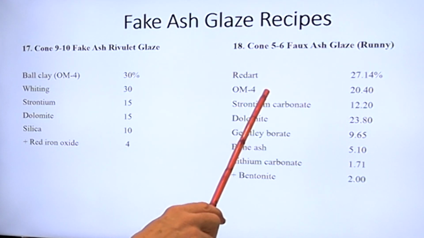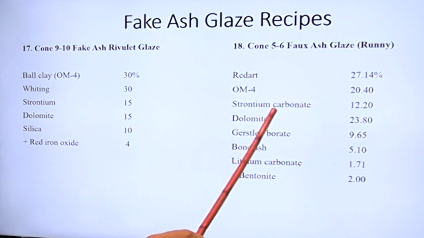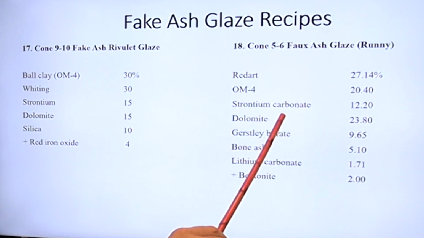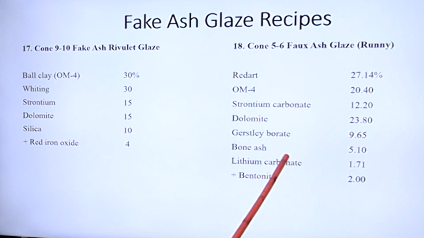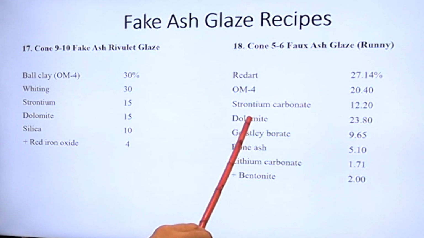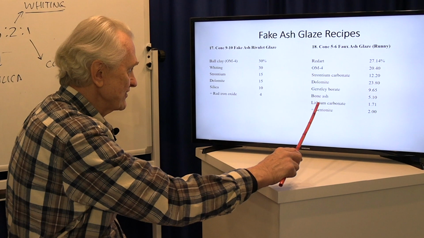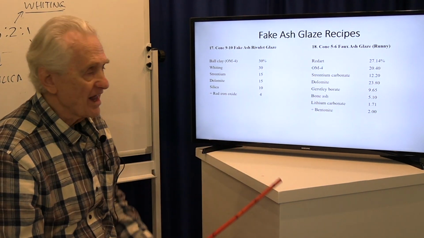OM4 is ball clay, so there's a lot of clay there. There's 47% clay in this one. But I've got strontium carbonate, dolomite, Gerstley borate, and lithium carbonate. So I've got four fluxes here: strontium, dolomite, which is magnesium and calcium, Gerstley borate, which is boron, and bone ash, which is calcium phosphate, and lithium, actually five fluxes.